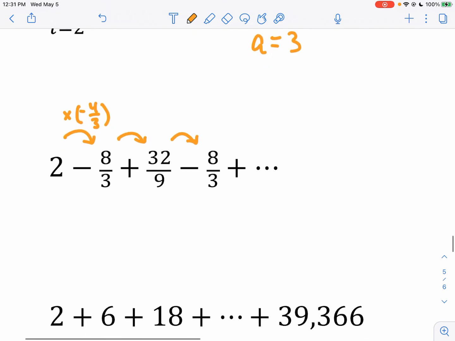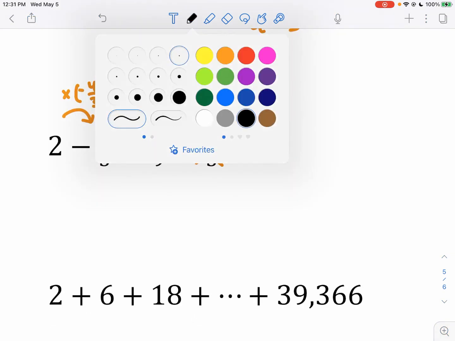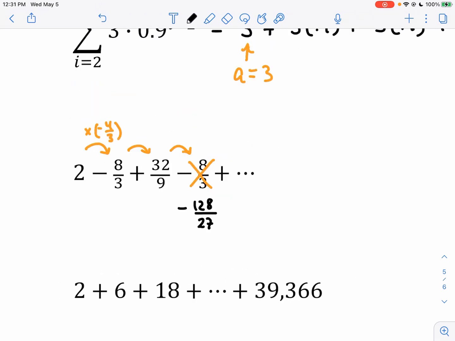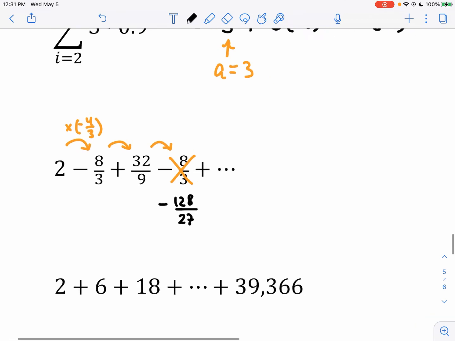Ooh, this is a typo. This is a mistake. That should not be that number. So it should be subtract 128, and then 9 times 3 is 27. That's what should be written right there. And if that was written right there, then this would be the indication of a geometric series. Okay, so let's go with that assumption.